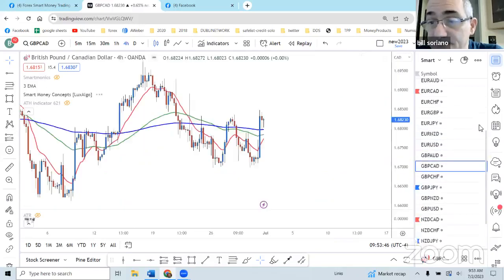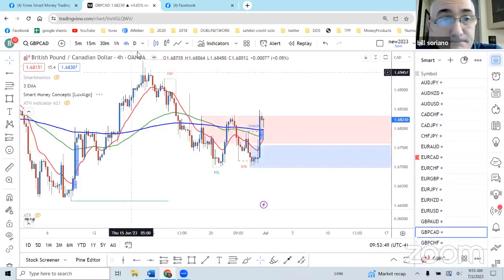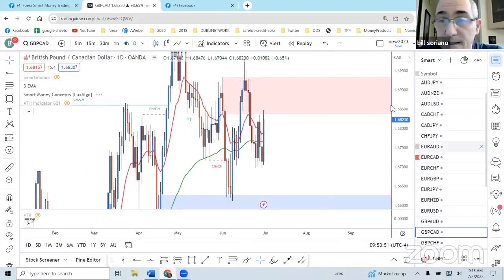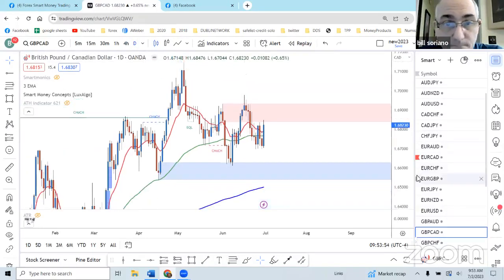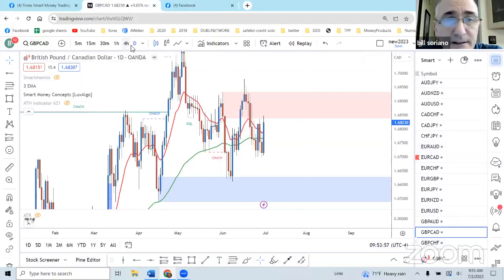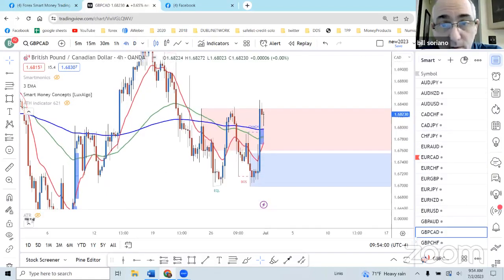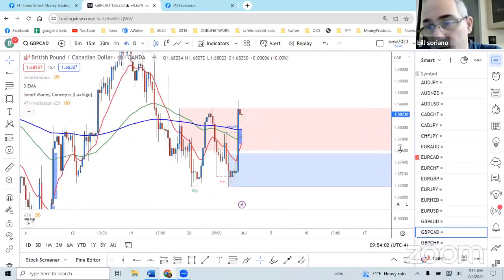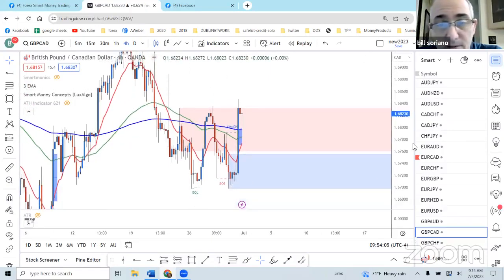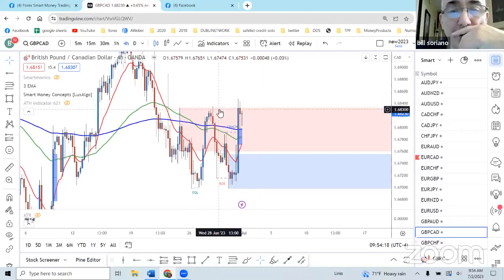GBP CAD. If we look on the daily, order flow is bullish on the daily, right? And the 4 hour, 4 hours kind of bearish, right? We do have this choke here. Okay. We do have this change of character right here, right? And, you know, it would have been good to have a clean break of structure right here, but we didn't get it.